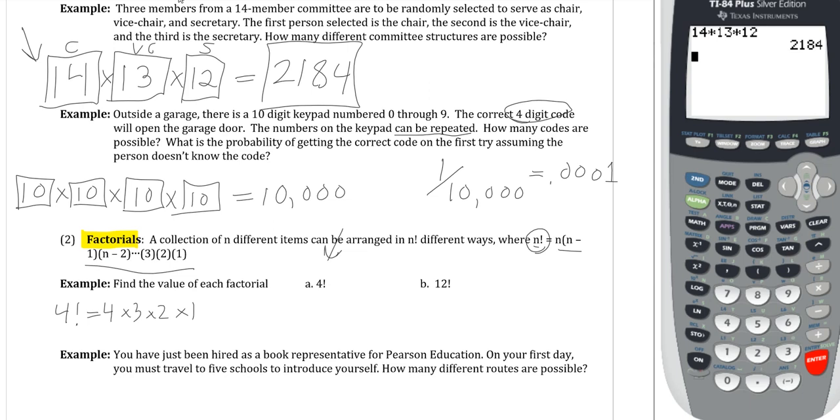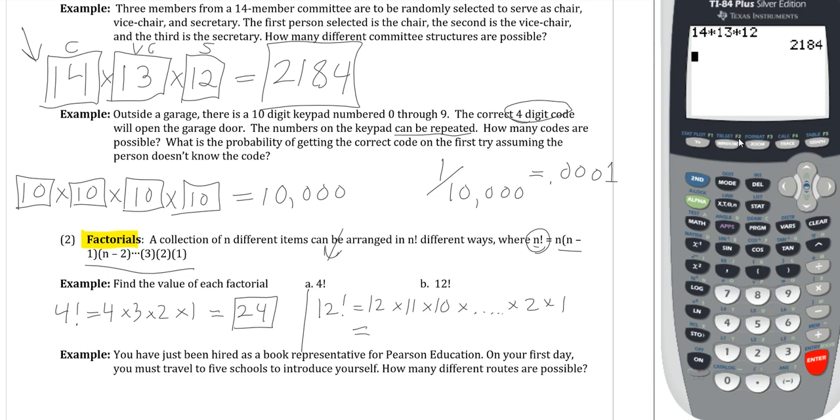We continue until we hit 1. We do not go further and hit 0 because then that would nullify everything. 4 times 3 is 12, times 2 is 24, and times 1 is still 24. So that's 4 factorial. 12 factorial would follow along the same pattern. 12 factorial would be 12 times 11 times 10 times all the numbers down until you hit 1.